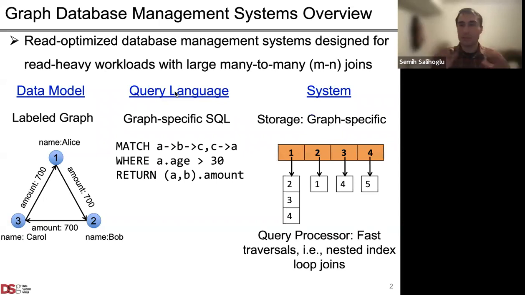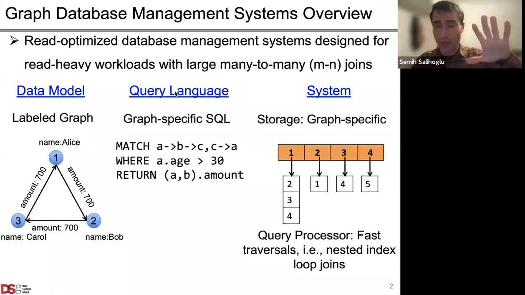And at the system level, it's difficult to say something universal, but certainly almost all of them have some kind of a join index, often called an adjacency list index. And that's almost always used to perform joins of node records with other node records. So they're going to have a certain set of storage and query processing techniques that are optimized for using the join index. And almost always, again, think of the joins happening as many-to-many joins.